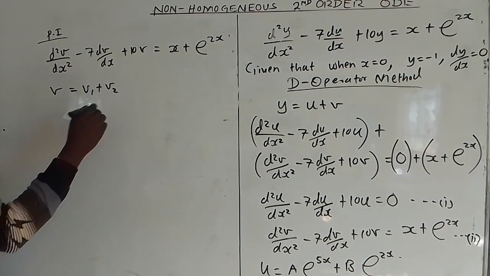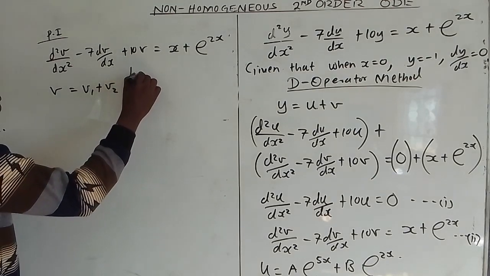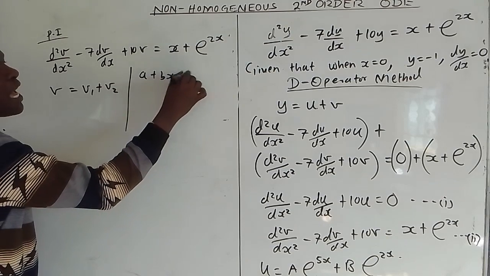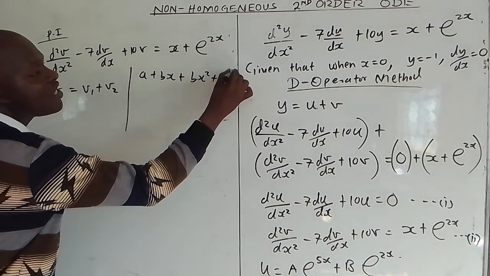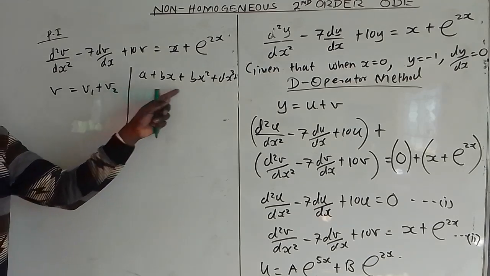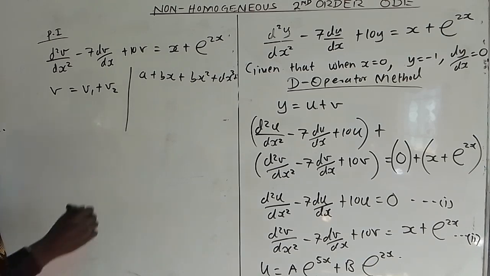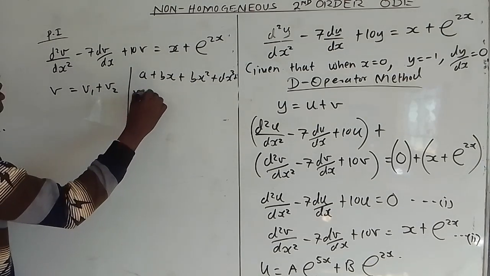So can we start by getting this v1? Remember, for you to get v1, a polynomial is in which form? A plus bx plus cx squared plus dx cubed in that order, isn't it? Are we together? See, that is the standard form of a polynomial. Are we together? Yes. So from there we now want v1, isn't it?